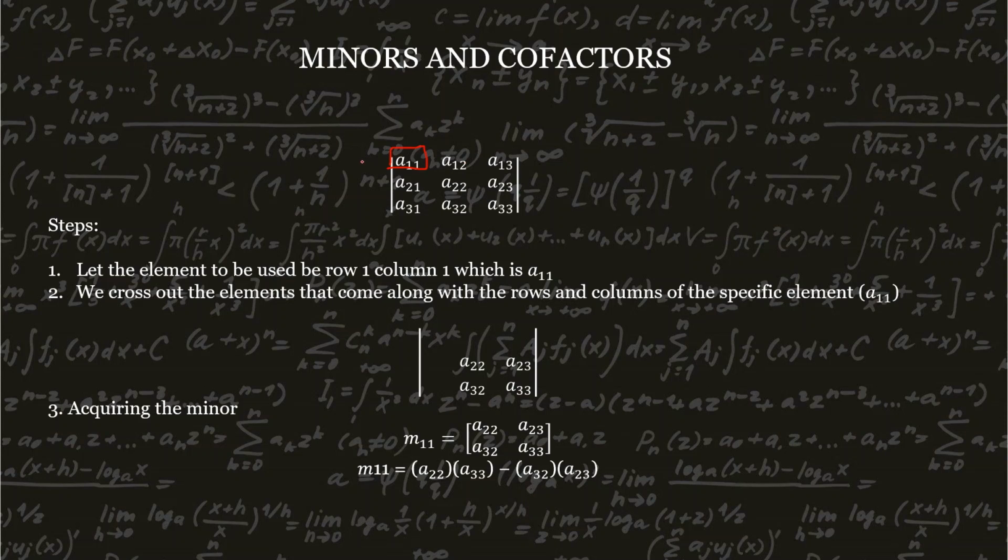So we cancel or eliminate its row and its column, leaving us with this 2 by 2 matrix, a sub 2,2, 2,3, 3,2, 3,3, which is this one. Now, acquiring the minor, we can have our diagonal pattern, which is this one. We can then have this equation, which is our minor.